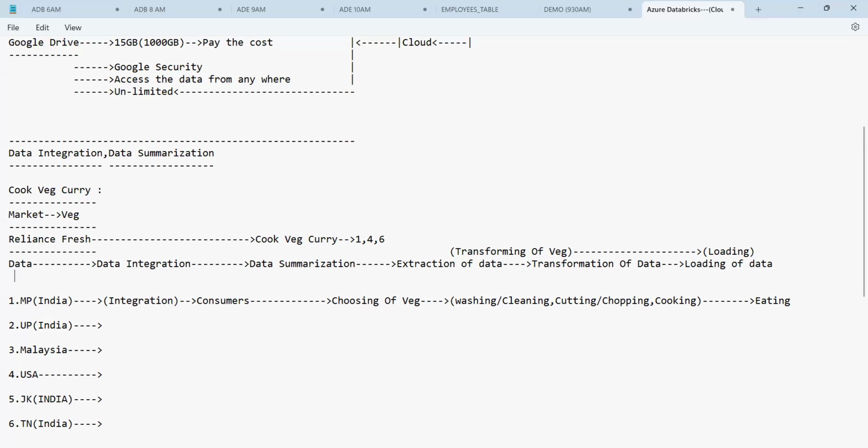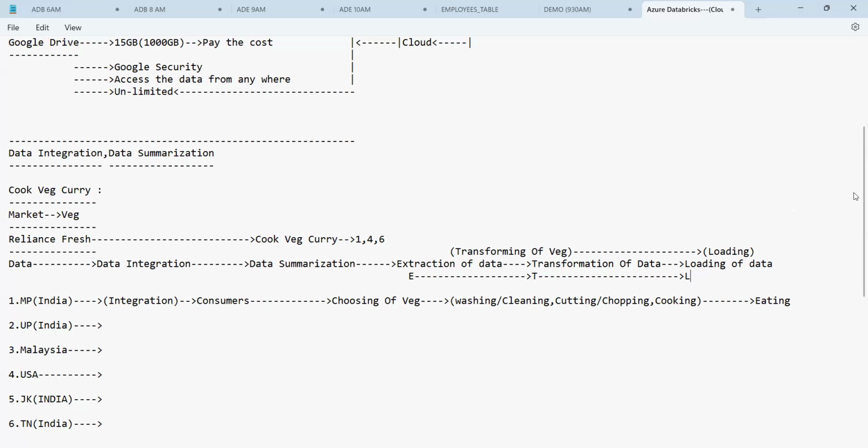In short, we call this process ETL. That is called extraction, transformation, and loading. ETL. The same process, if we apply it on the data, is called extraction, transformation, and loading, which we call ETL. Okay, guys.